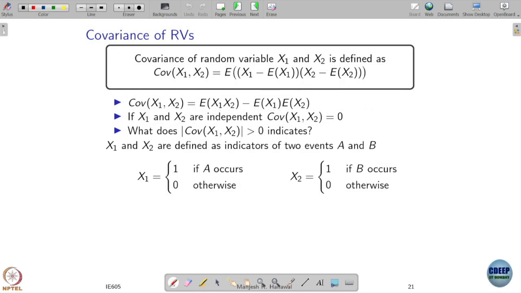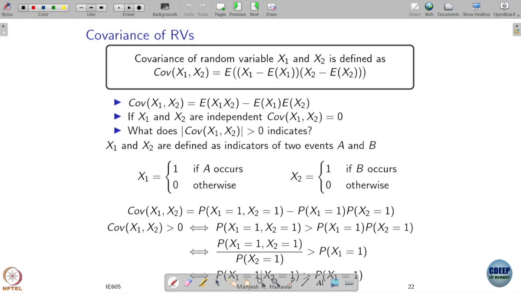What does this mean? Okay, let's take two events A and B on some sample space. Now I'm going to define two random variables. Random variable x1, I'm going to assign the value 1 if event A occurs, otherwise its value is 0. Whenever event A occurs, I will take random variable x1 to be 1, otherwise 0. Similarly for x2. x2 is based on event B. If B occurs, I will take x2 to be 1, otherwise I will take it to be 0.